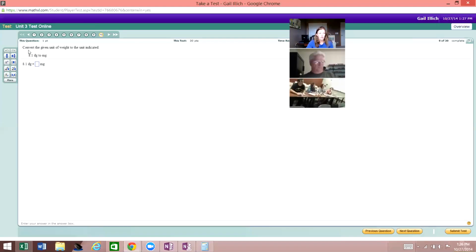All right, now it says convert the given unit of weight to the unit indicated. So we're at 8.1 DGs, and we want to get to MGs, right? I think that's decigrams, and you want to get to milligrams. But see, here's when I can't really remember.